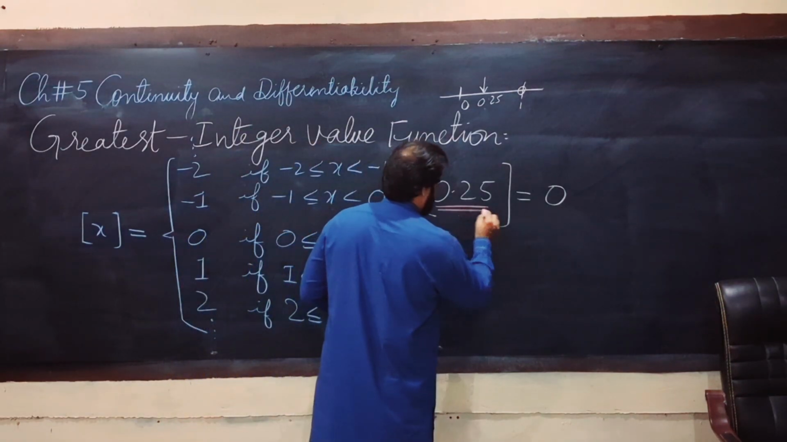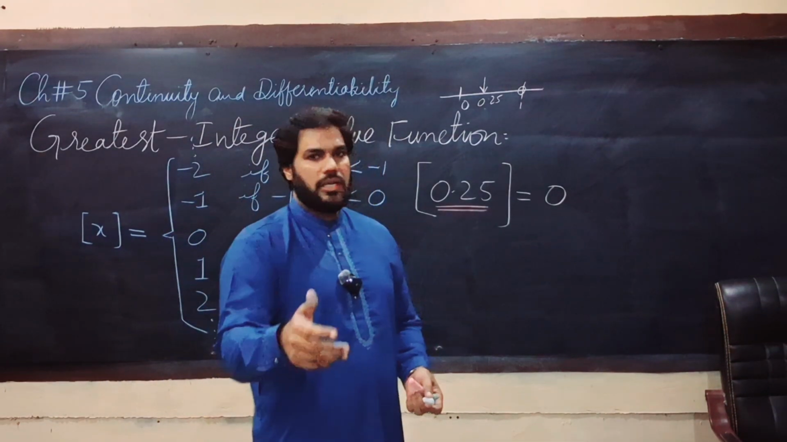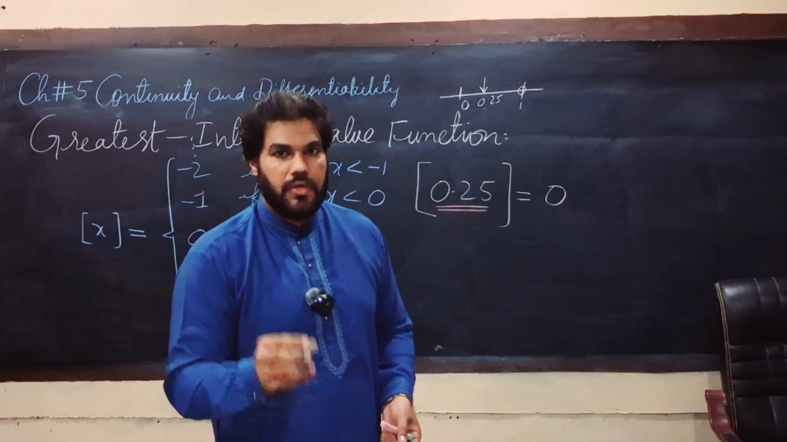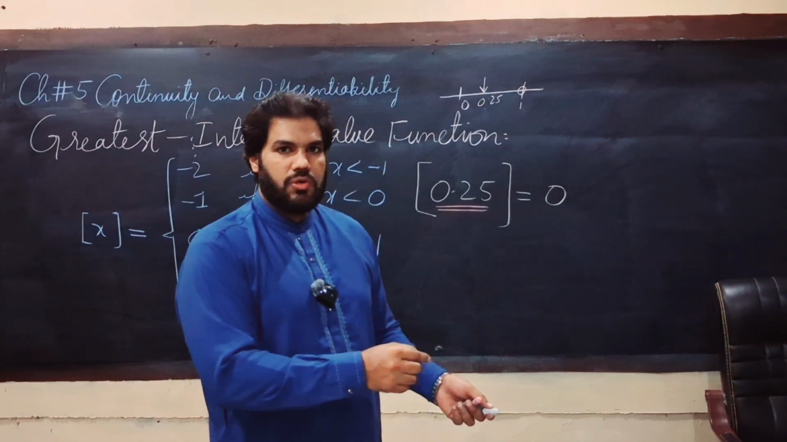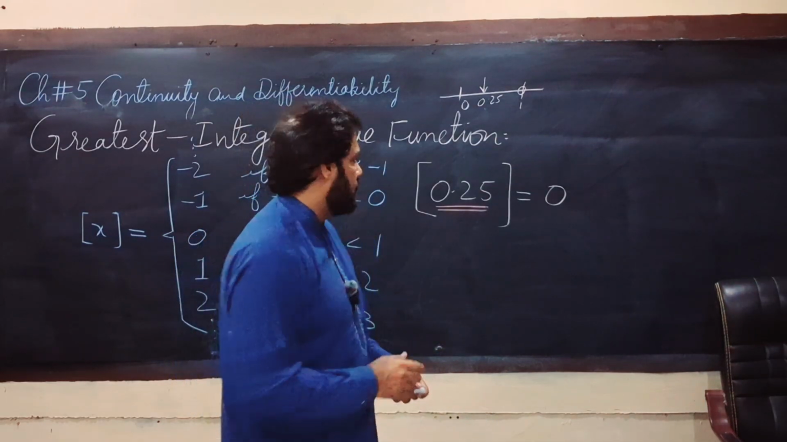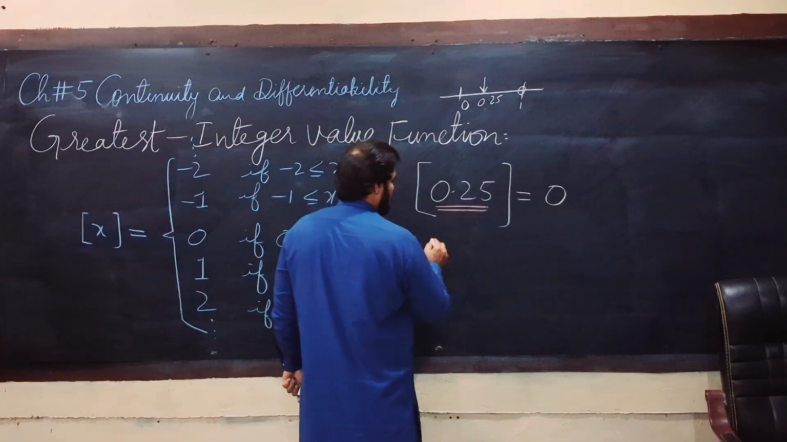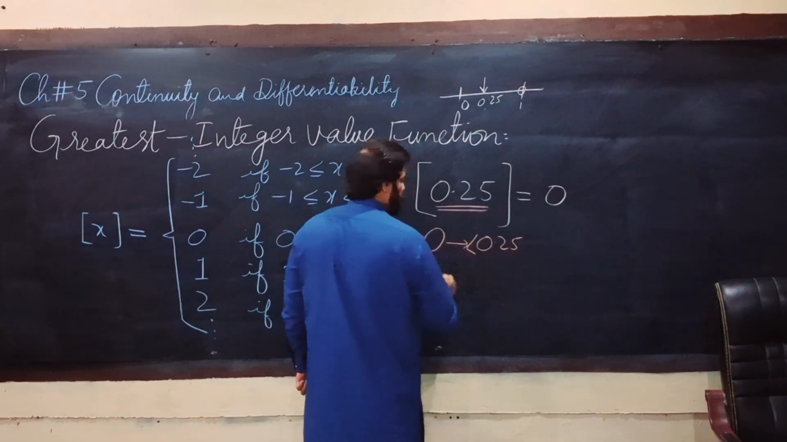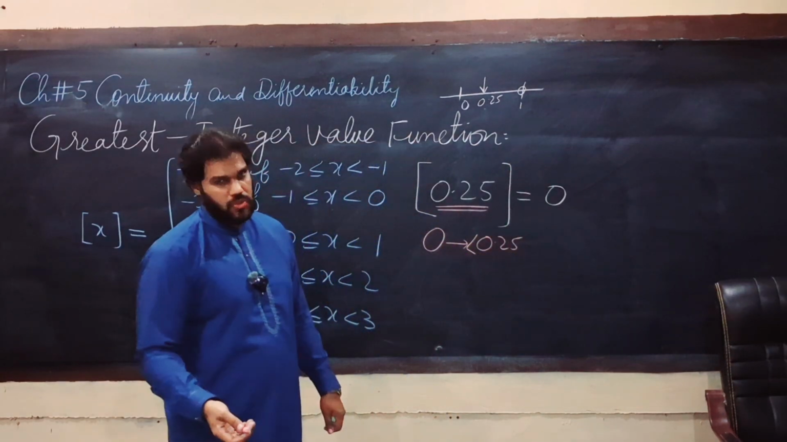You have to find a greatest integer which is nearly close to 0.25 but should be less than 0.25. So 0 is the greatest integer that is close to 0.25 and it is less than 0.25. So that's why its integral value, its bracket value, is 0.